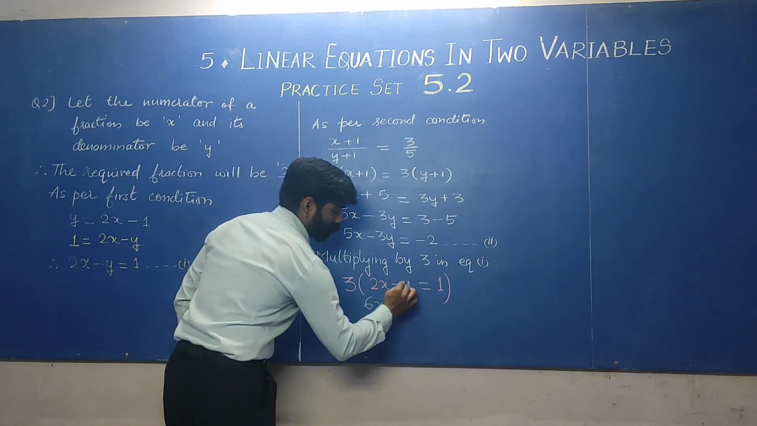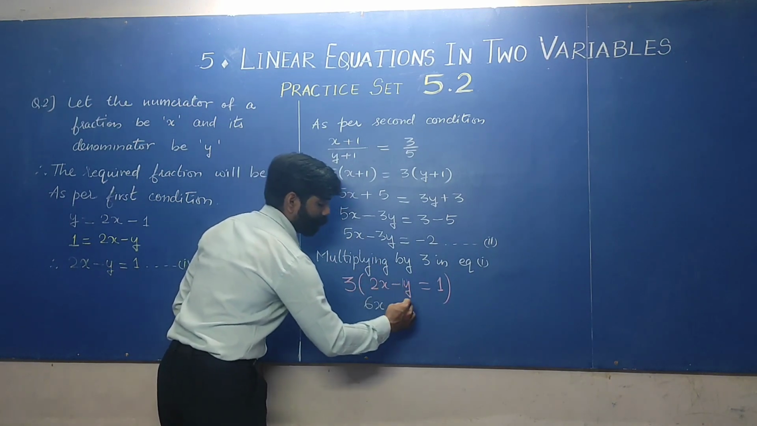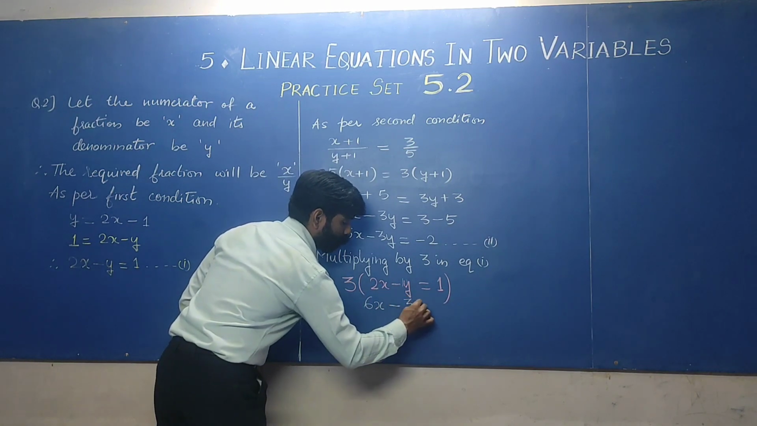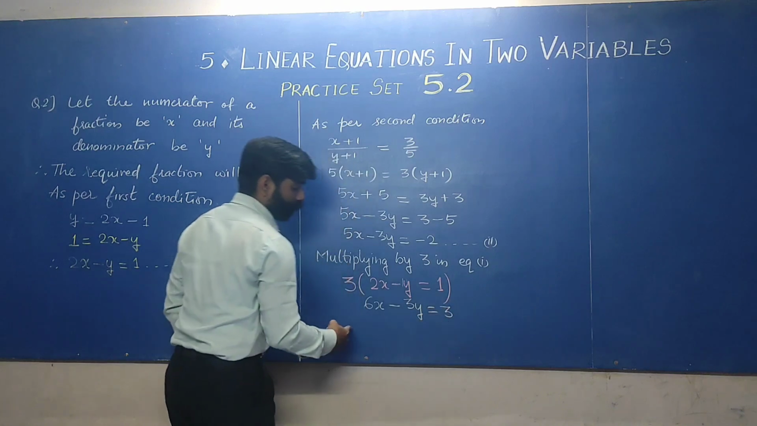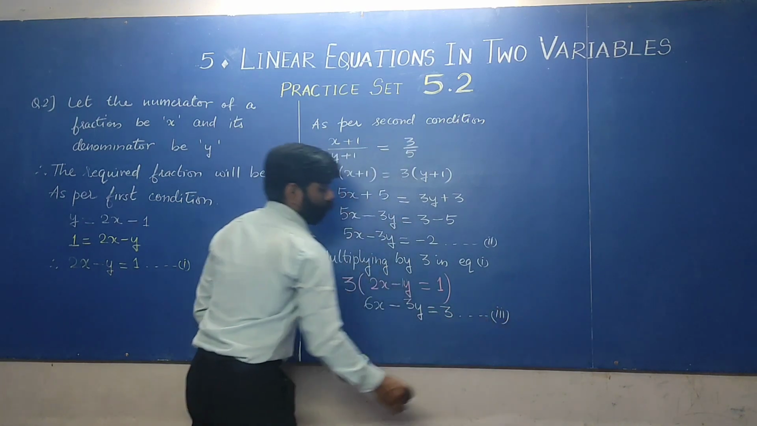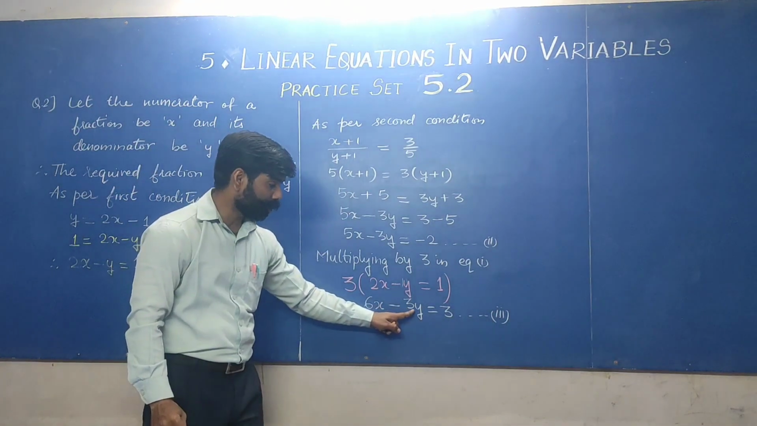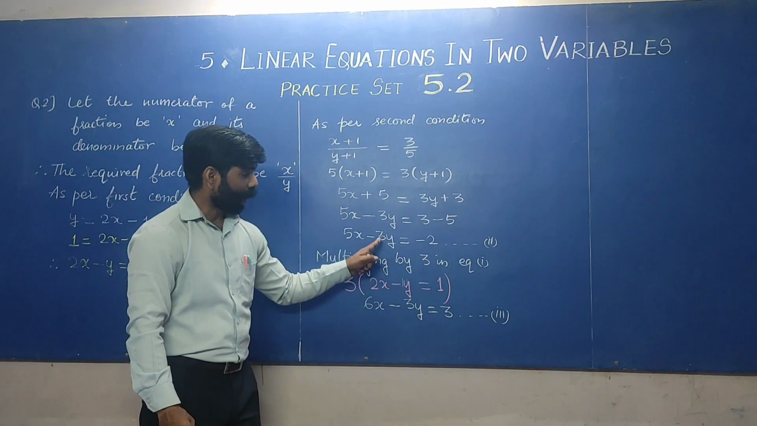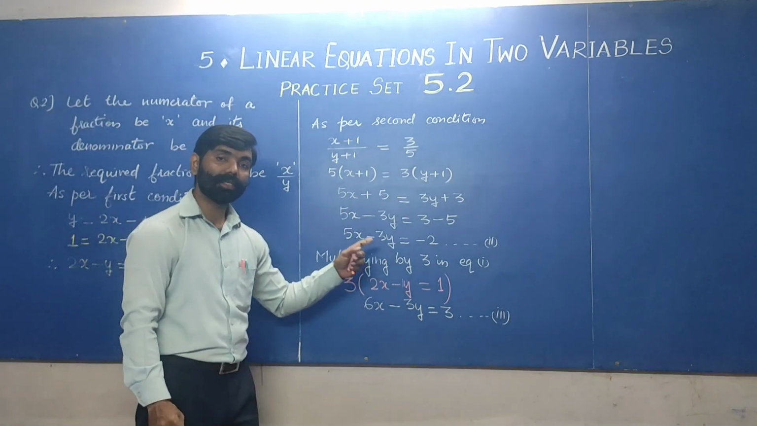3 multiplied by 1. The coefficient of y is 1. So we are multiplying with this. 3 multiplied by 1 is 3. Y is equals to 3 multiplied by 1 is 3. So we got this as equation number 3. Now we are having the coefficient of equation number 3 and equation number 2. The coefficients we can say it as same.